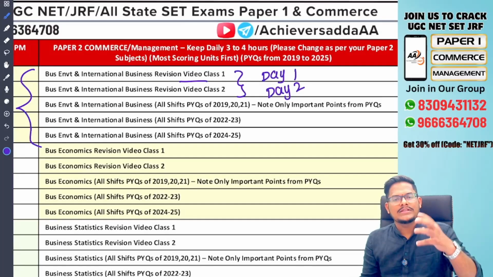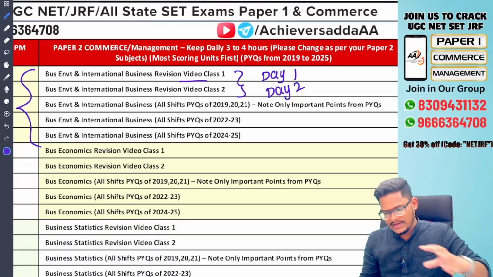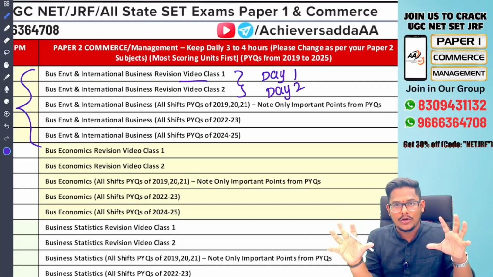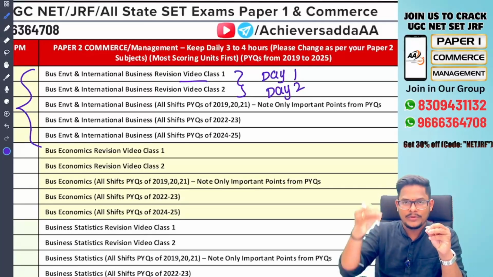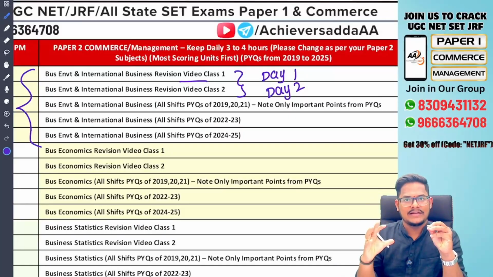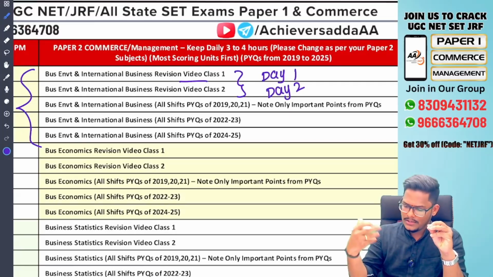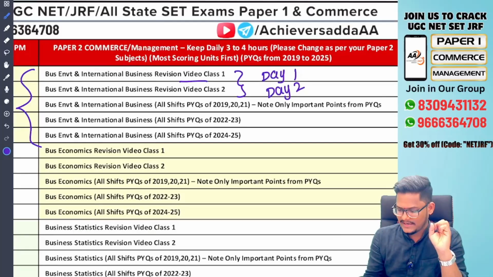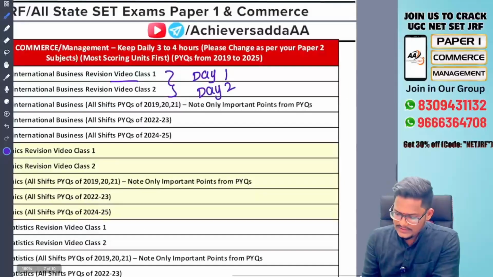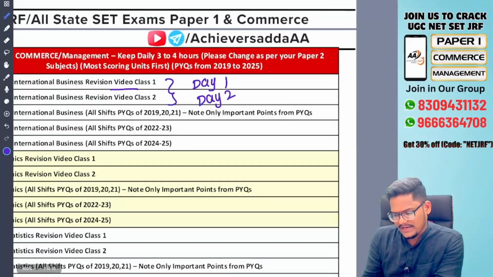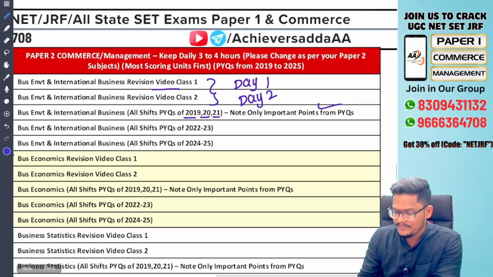Revision: if you are watching our course, revision classes 1 and 2 can cover all the topics of this particular unit. If you prepared by yourself, you can do the theoretical revision. So revise all the topics of business environment and international business as per this schedule; I have taken commerce as the example. According to your Paper 2, you can complete the theory. And for the PYQs, on days 3, 4, 5, solve the 2019, 20, 21 related previous year questions of Paper 2.